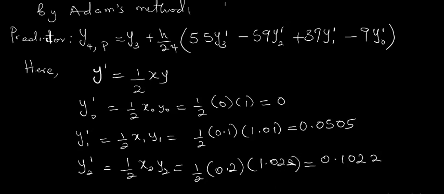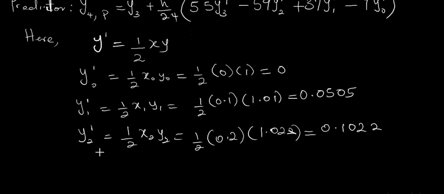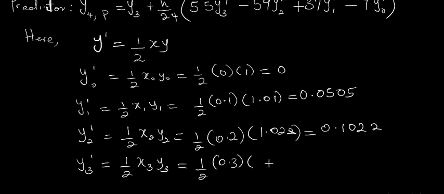Okay. So lastly, that is y3 prime. So we want to have half x3 y3, which is going to be our x3, 0.3, times 1.023. And so my calculator is giving me 0.1535. Okay.